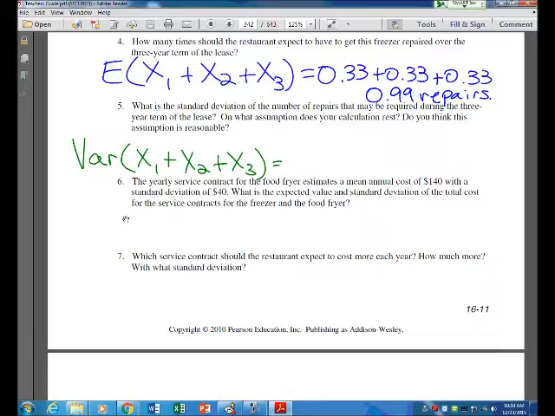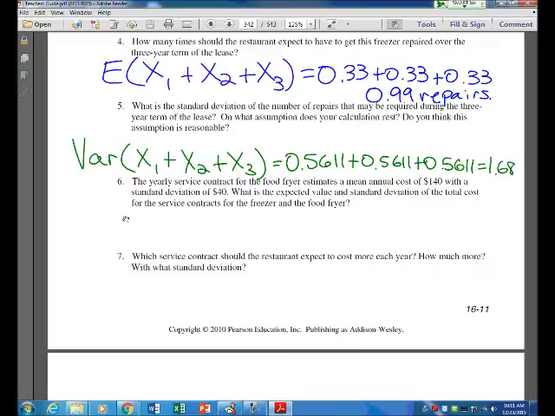So that's why it says, on what assumption does your calculation rest? Do you think it's reasonable? It may not be reasonable, but we're going to go ahead and show you that if they are independent, if we assume there's no association between the years, then we would just add the variance. So again, our variance was 0.5611. I'm just going to add 0.5611 3 times here. Again, that would be the variance, but I don't want that.